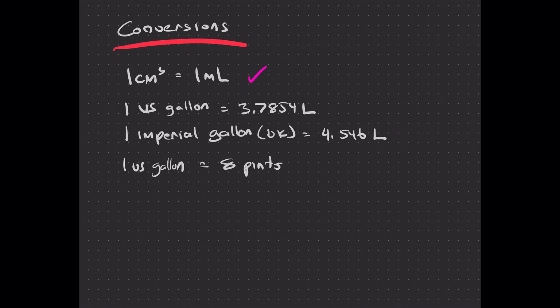In the United States, 1 gallon is equal to 3.7854 liters. And in the UK, 1 gallon is equal to 4.546 liters. Why are they different? I don't know, and I don't care. Okay, so what about the other one that we see here, pints? Well, a pint is a smaller unit of volume, and there are 8 pints in 1 US gallon.